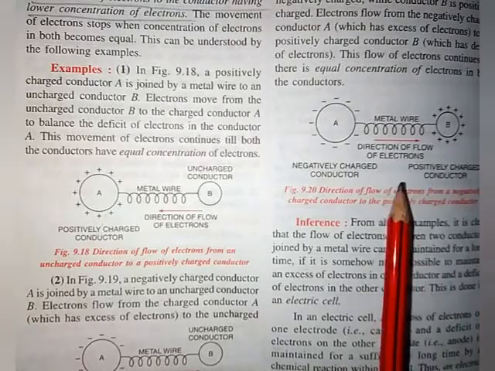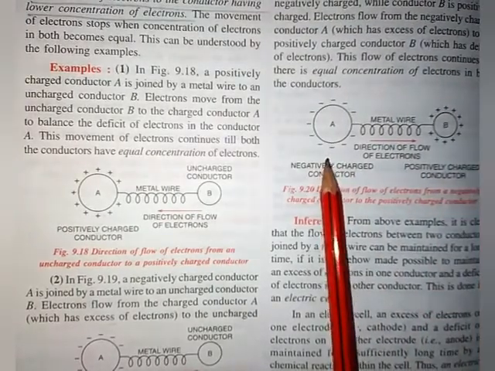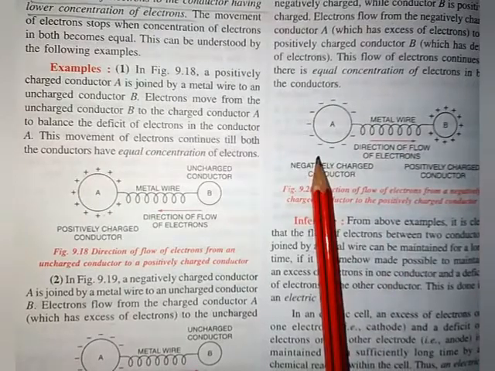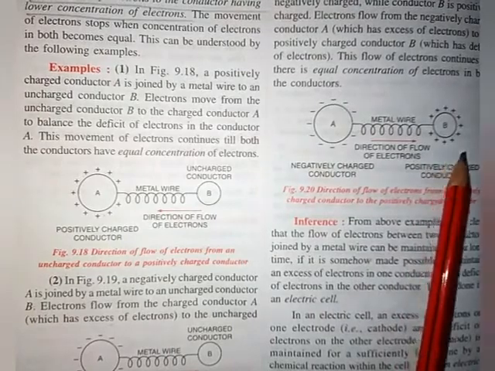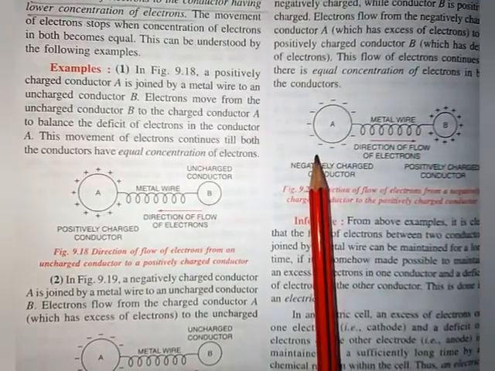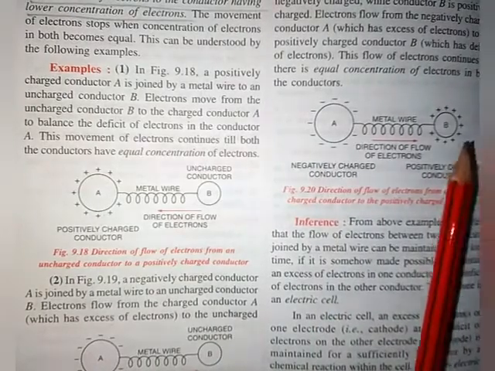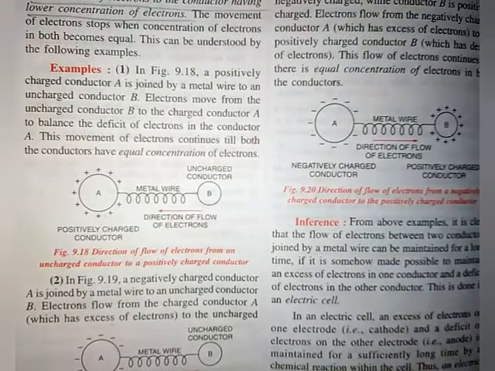Here in this third figure you can see that a positively charged body is connected with a negatively charged body. The negatively charged body has a higher concentration of electrons and the positively charged body has a lower concentration of electrons. Hence the flow of electrons is from higher concentration to lower concentration, and this process continues till there is equal concentration of electrons in both the conductors.